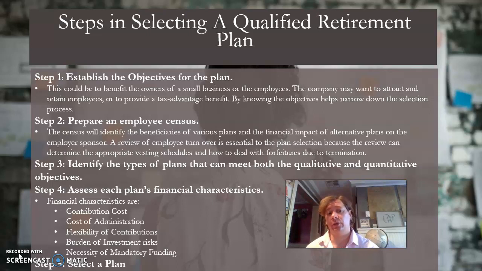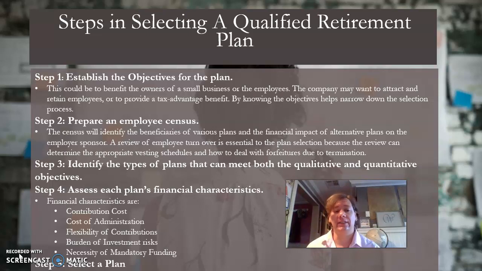The first step is to establish the objectives for the plan. Now think of this like buying a car. When you go to the car lot, you know what kind of car you're going to get based on your specific needs. Now, for establishing the objectives for the plan, this could be to benefit the owners of a small business or the employees. The company may want to attract and retain employees or provide a tax advantage benefit. So knowing the objectives helps narrow down the selection process.